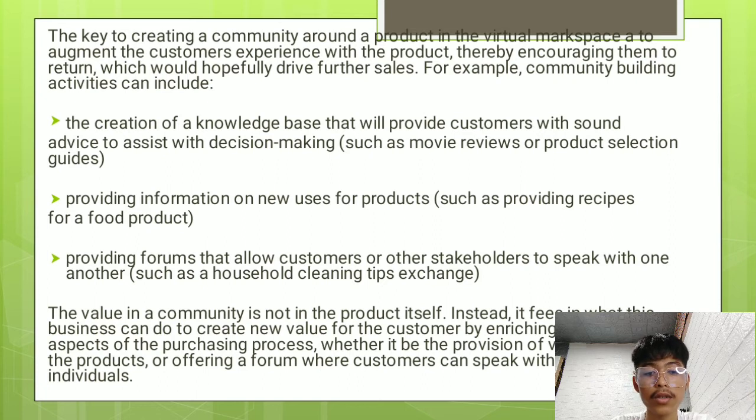The creation of a knowledge base will provide customers with sound advice to assist with decision making, such as movie reviews or product selection guides. Providing information on uses for products, such as providing recipes for a food product. Providing information on new uses for products, such as providing recipes for a food product. Providing forums that allow customers or other stakeholders to speak with one another, such as a household cleaning tips exchange.